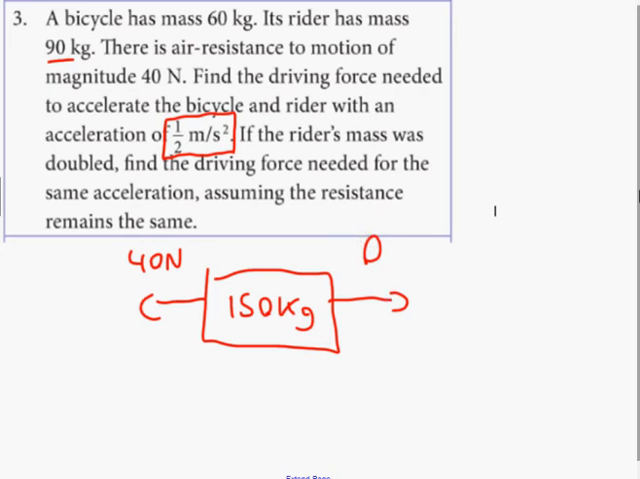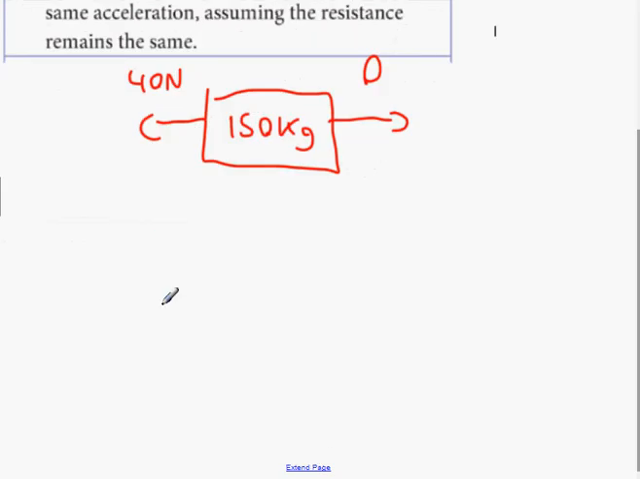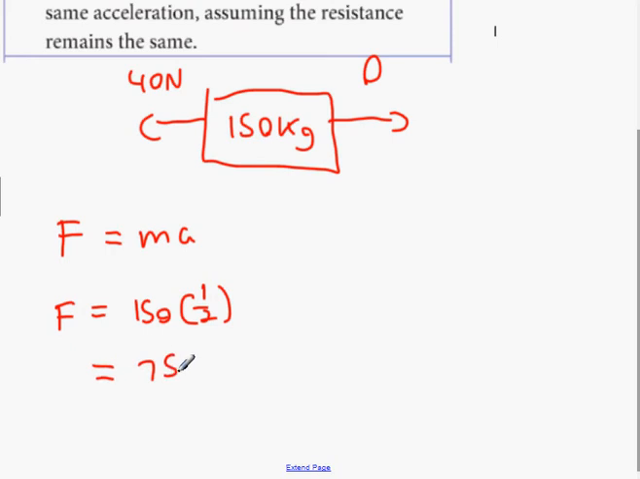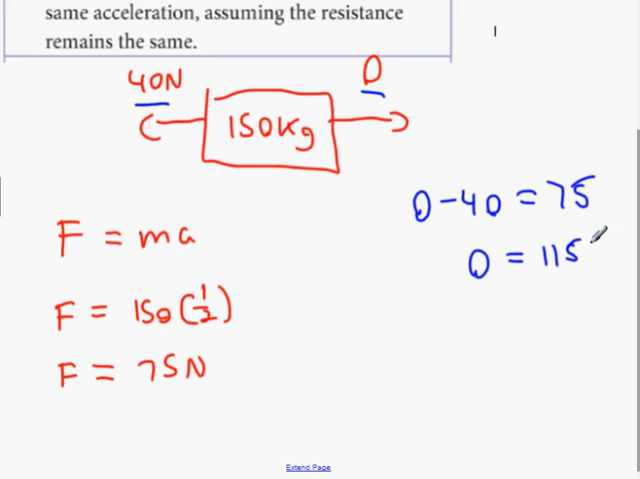So what we're going to say first of all is that the net force, F equals ma, and the net force F has to be equal to 150 kilograms multiplied by a half, because your acceleration is a half. The net force therefore is 75 newtons. What this means is that your D minus 40 has to be equal to 75. That makes your D 115 newtons. Okay, are we happy with that?